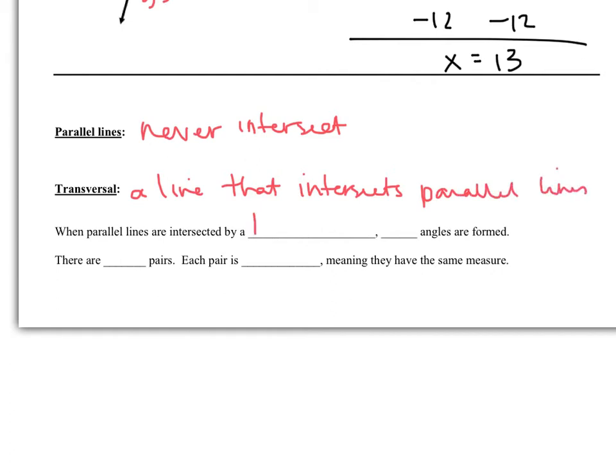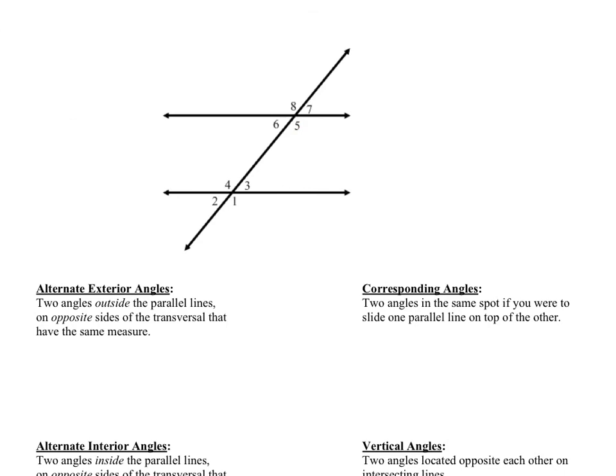When parallel lines are intersected by a transversal, 8 angles are formed, and there are 4 pairs. Each pair is congruent, meaning they have the same measure. So in this problem right here, say that's line A and line B. Lines A and B are parallel. That would make line C the transversal because it's intersecting the 2 parallel lines. And you can see the 8 angles that are formed. So the 4 pairs are listed below, and we'll talk about those.